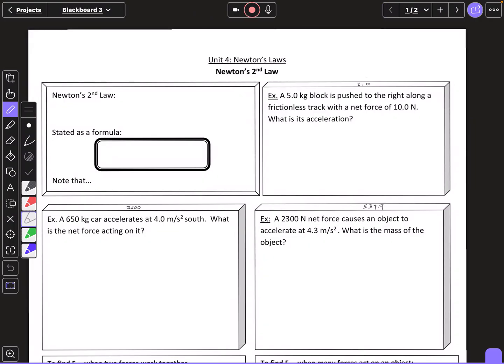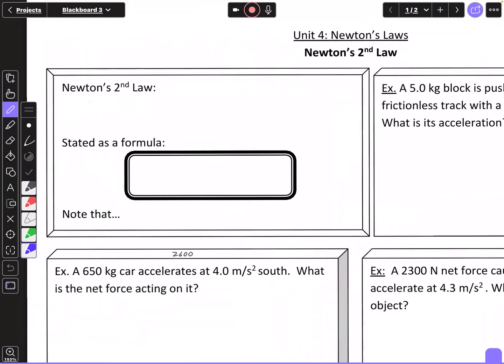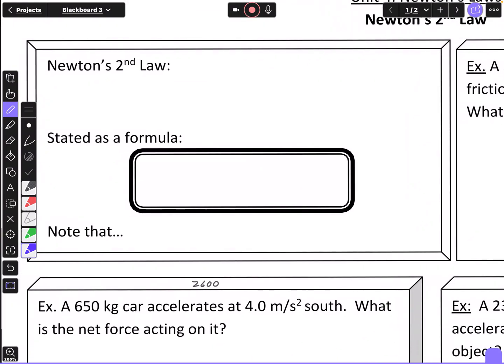Now, on to Newton's second law. So this is the guided notes you should have that you should follow along and fill in as I fill these in. Alright, so when we talk about Newton's second law, what is that stated in words? Well, it says that an unbalanced force results in an acceleration.